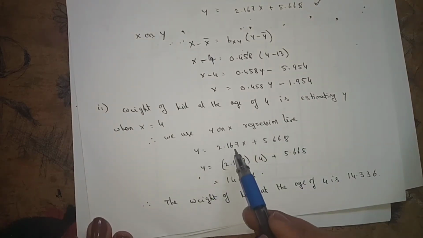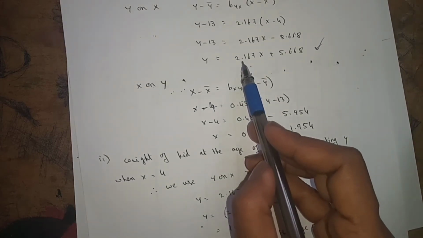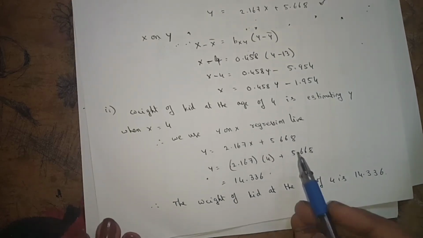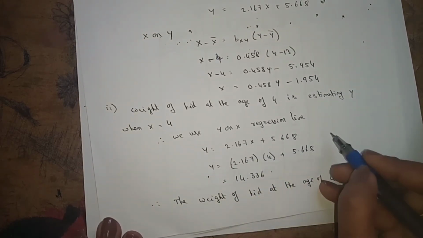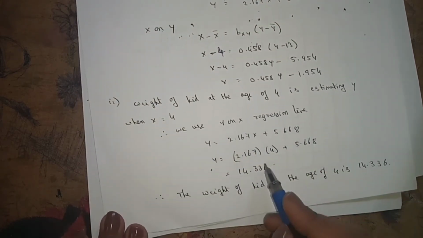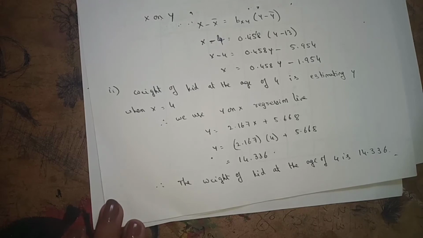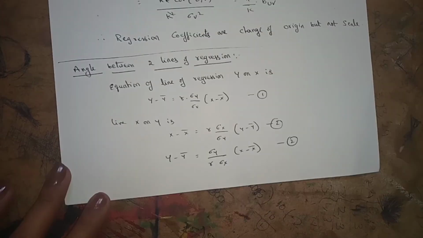Y is equal to 2.167 x plus 5.668. In this one, substitute x is equal to 4 and simplify, and you will get the weight of a kid at the age of 4 as 14.336 kg, something like that. Like this you have to do. It is a very, very important problem. Go through this one also. Thank you very much.